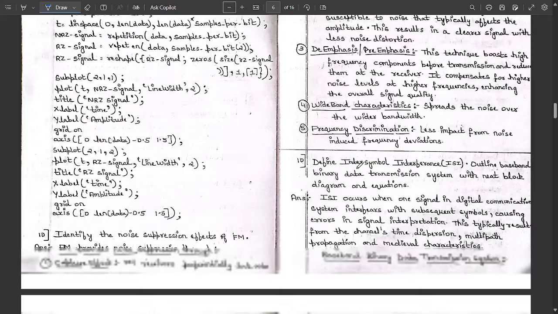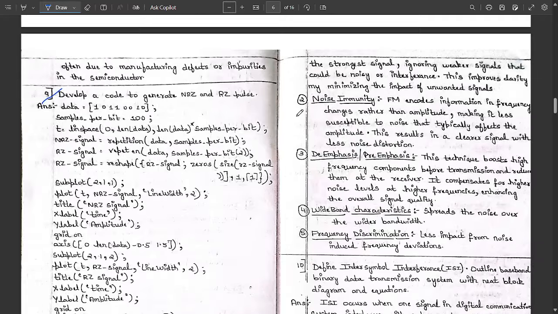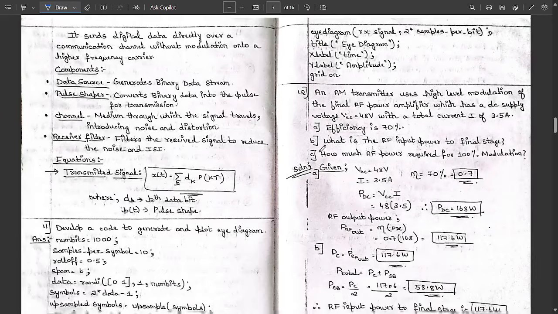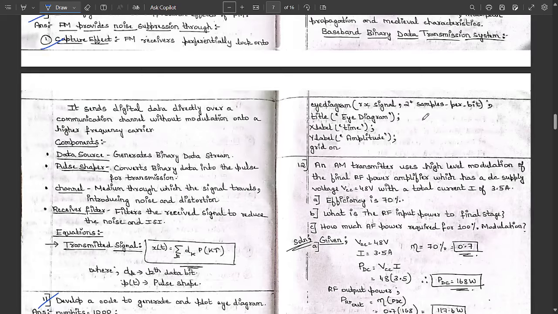One more important question is: identify the noise suppression effects of the frequency modulation. This is again very important. Some of the noise suppression effects are capture effect, noise immunity, de-emphasis, pre-emphasis, wideband characteristics, and frequency discrimination. You need to write some points related to all of these. Also, this question is important: develop a code to generate and plot the eye diagram. This code is very important, you can note it down.